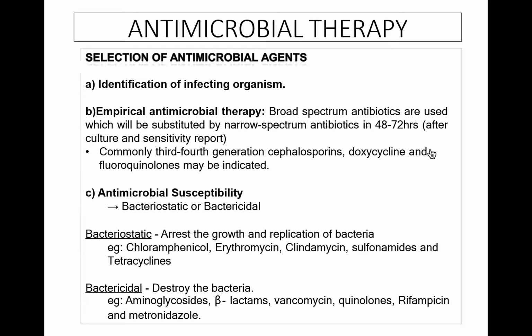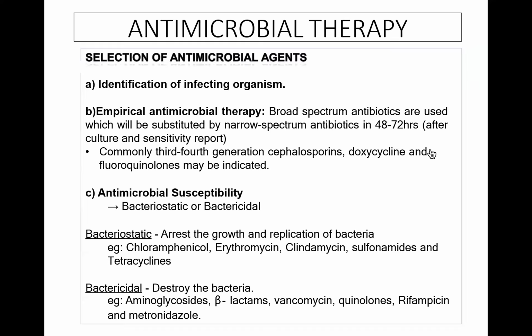Empirical antimicrobial therapy means a broad spectrum antibiotic will be given to the patient. Broad spectrum means they have activity towards a wide range of microorganisms, that means bacteria. Narrow spectrum antibiotics are effective or sensitive to a very tiny number of bacteria, sometimes just one bacteria. Whereas broad spectrum means they have activity against a wide variety.